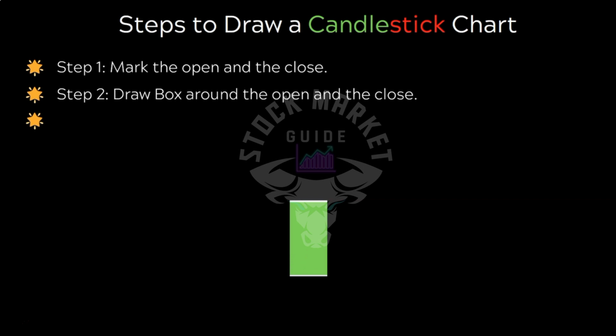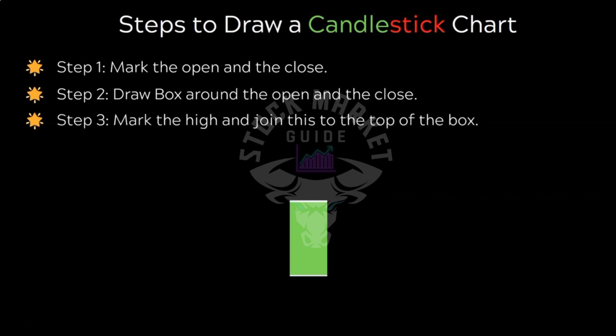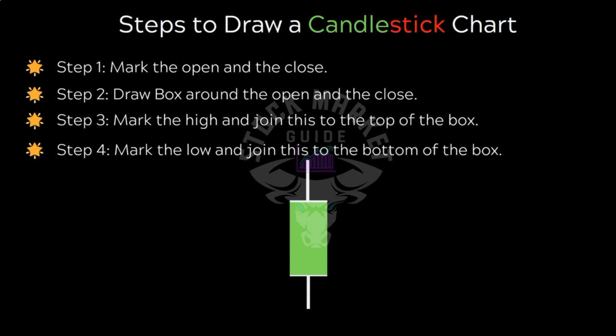So as you have seen earlier, the real body represents the range between the open and close of the session. If the close is higher than the open, the real body is colored green or white. On the other hand, if the close is lower than the open, the real body will be colored as red or black. In step 3, mark the high and join this to the top of the box, that is real body. This thin line above the box is called the upper wick or the upper shadow. This you have already learned in the last slide. Finally, in step 4, mark the low and join this to the bottom of the box, that is real body. As you have learned earlier that this thin line below the box is called the lower wick or lower shadow. So finally you get your candlestick for the given session.